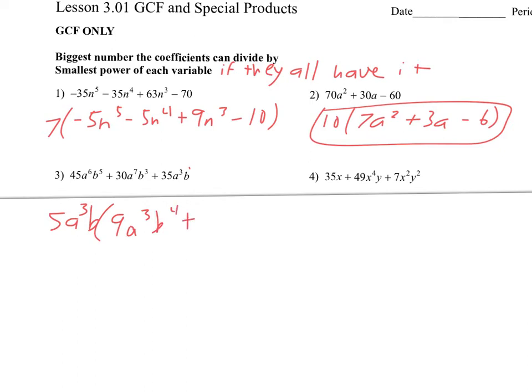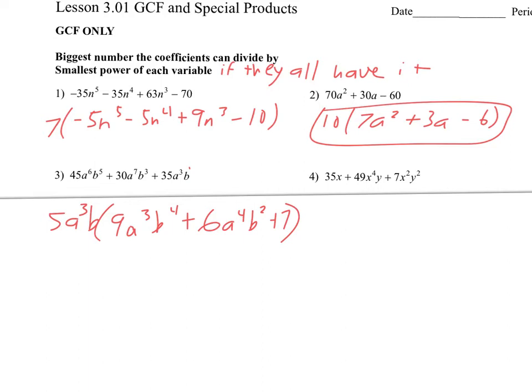And then the next one, 30 divided by 5 would be 6. And then a to the 7th over a to the 3rd would be a to the 4th. And then b to the 3rd divided by b would be b squared. And for the last one, 35 divided by 5 would be 7. And then a to the 3rd is gone, and the b is also gone, so that would just be left with a 7. So if you take out all of that variable, it is just gone.